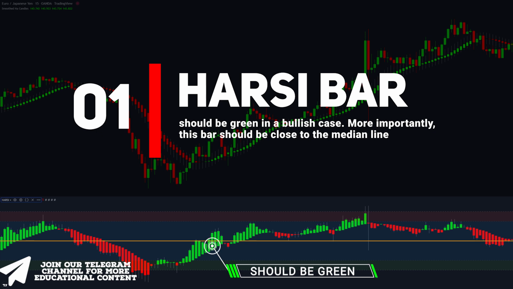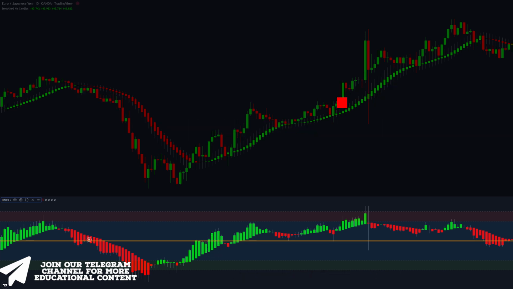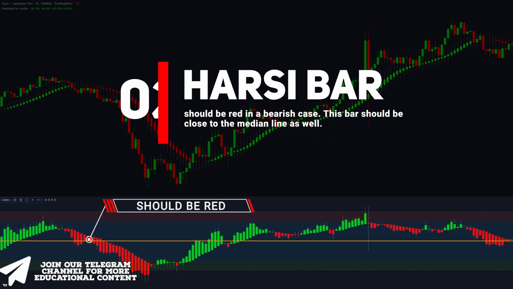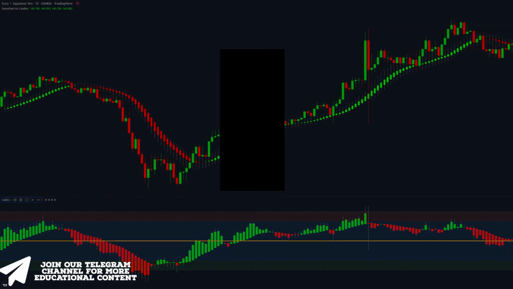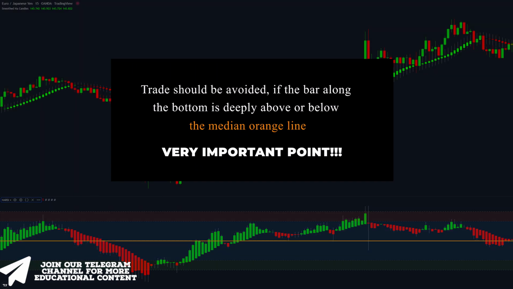Exactly the opposite is true for the short trade. After spotting a red smoothed Heikin-Ashi candle, we need to see a red bar along the bottom, which should be close to the orange line. With that, the trade should be avoided if the bar along the bottom is deeply above or below the median orange line. Soon, we will explain why this condition is so important.